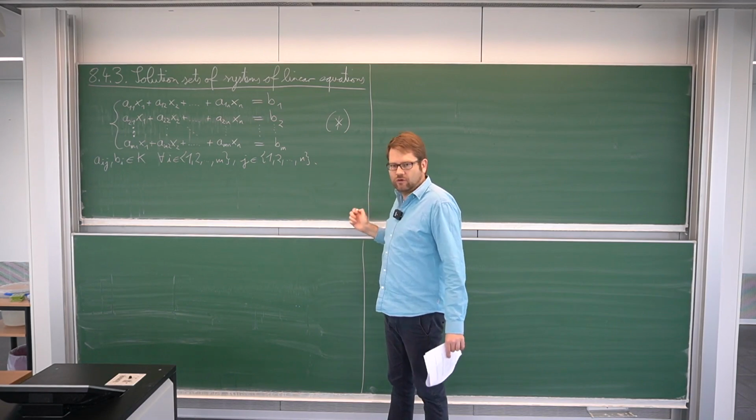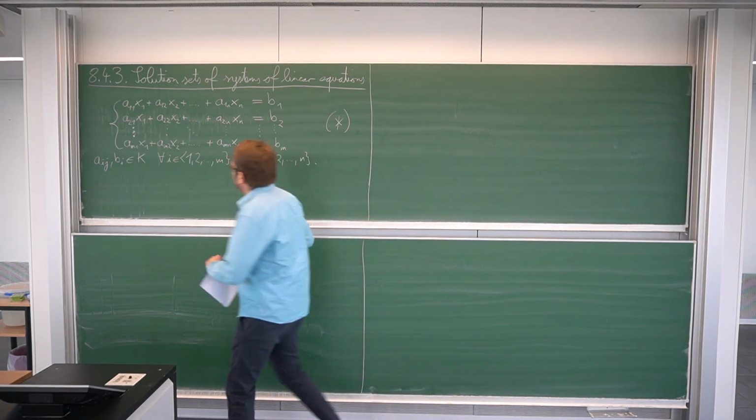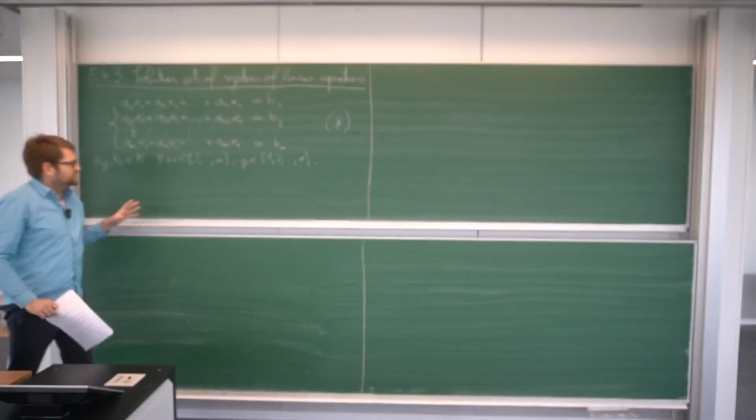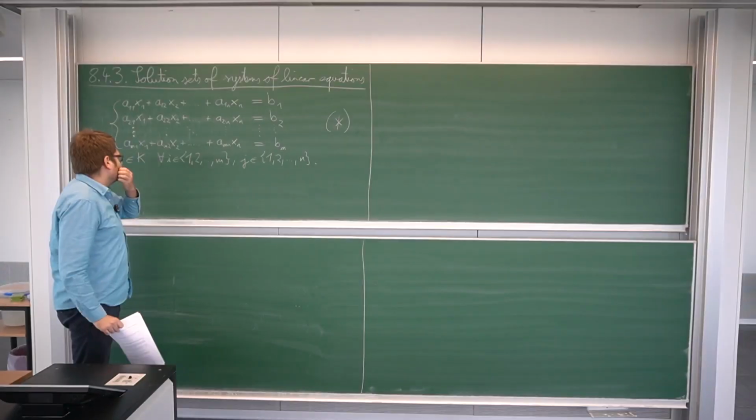These are all field elements, these aij and the bi. This is just the general form we have. The only additional bit of notation that I'm introducing is that I'm putting a brace around these equations. This is just some additional notation that I haven't used in chapter 7.